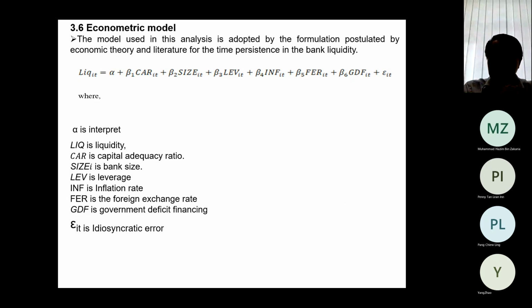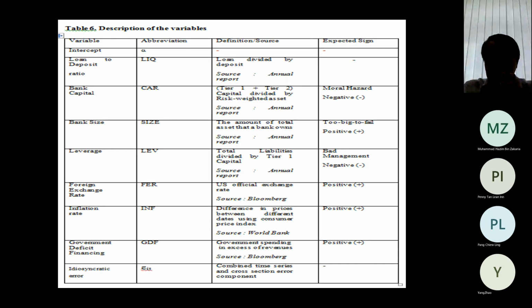Therefore, the economy model here, just like I mentioned earlier, I use liquidity as the function. Those are independent and dependent variable functions for this particular model. I use bank size, leverage, inflation, foreign exchange, government deficit. These are the variables I'm using. So you can see here the model.